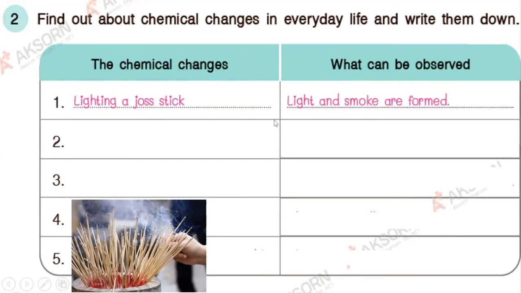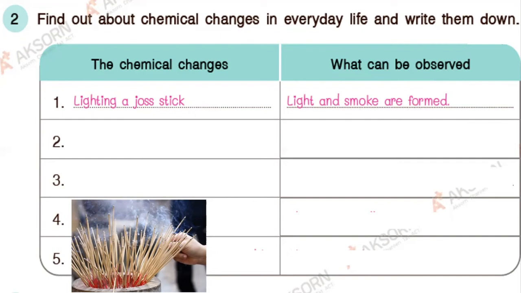What can be observed? Light and red light. If we look closely, we can observe light, red light here, because it's burned. And smoke, you see, much smoke is formed around. So light and smoke are formed. Okay, pause the video, please, write it down in your work textbook. Number 1, lighting a match stick. What can be observed? Light and smoke are formed. When you finish writing, please push the play button and we continue our lesson.